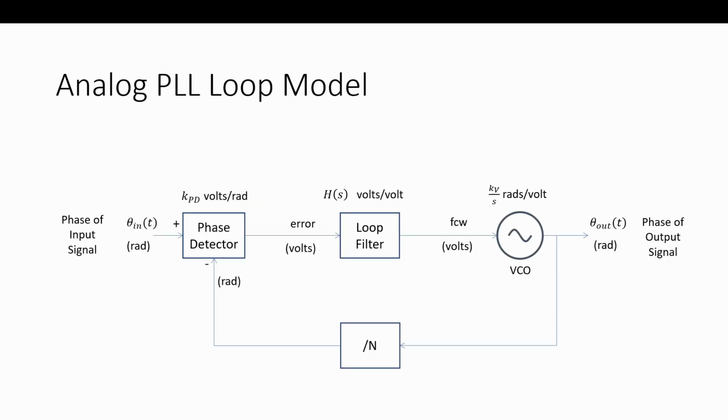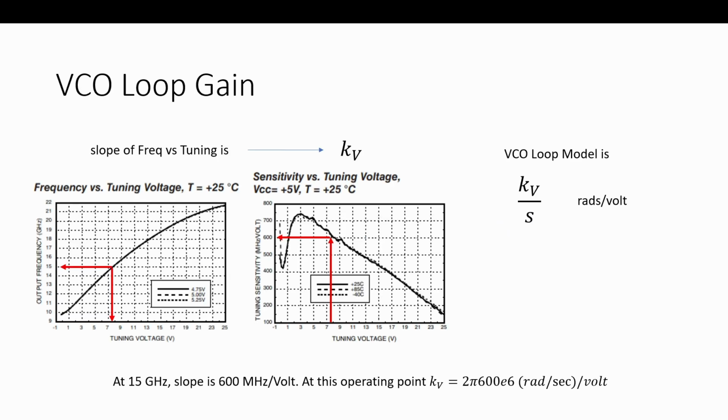So the PLL loop model, so here's the loop model where we have KV over S, as we said. We have a divide by N because we're dividing. We have a phase detector, and we have our loop filter. And so now we are going to break it into the individual components for that loop model. So we look at the data sheet, and here's our frequency versus tuning voltage. And conveniently, for us in this particular data sheet, they did provide the sensitivity versus tuning voltage. That's the slope. That's what we want. We wanted the slope to derive KV.